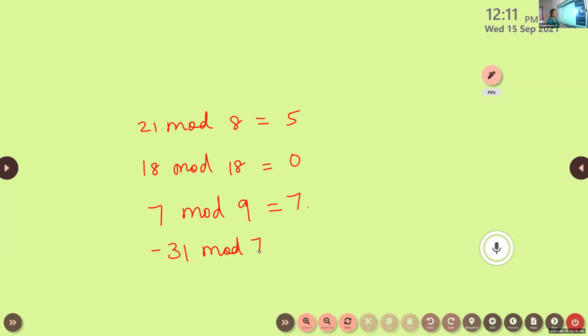So negative 31. Try to write the remainder as positive. The remainder should be smaller than the given number, isn't it? So what will you write? Negative 31, we can write this as minus 35, isn't it? So what is the remainder you will get? You subtract it. So what is the remainder here? It is plus 4.